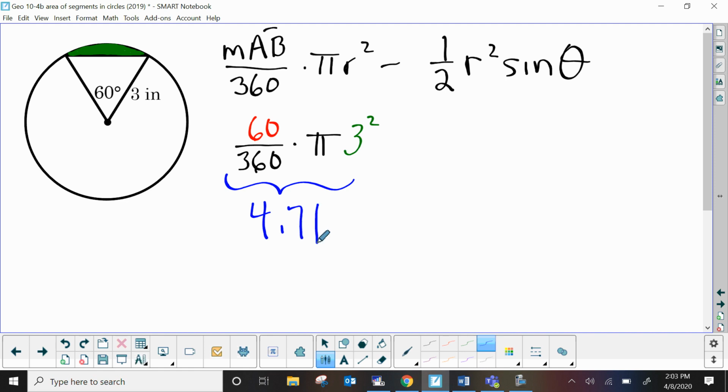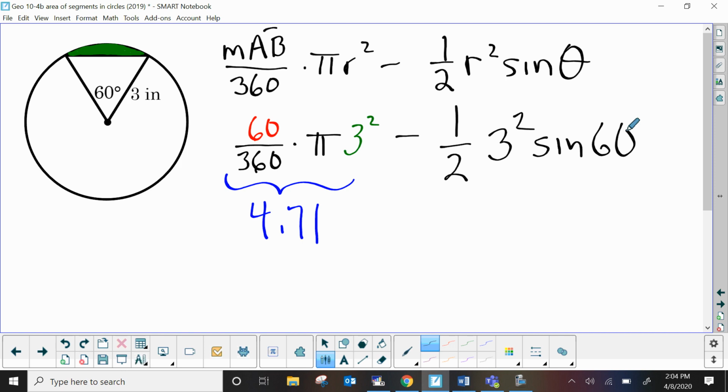Now remember what that is. That is this entire sector. That's this entire thing, right? So I now have to subtract the area of the triangle. And when I subtract the area of the triangle, I'll be left with just that green part. Okay. All right. So I'm going to minus 1/2 3 squared sine of 60.